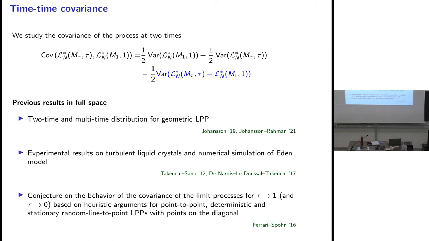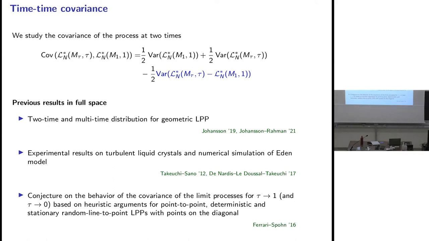So regarding the two-time covariance, there are a few results that have been obtained in the last few years regarding the covariance in full space. For example, from the analytical side, it is worth mentioning the work of Johansson on the two-time distribution for the geometric LPP, where they proved that the two-time covariance converged to a contour integral of a Fredholm determinant. This result was later generalized by Johansson et al., considering the multi-time distribution. There is also a work by Baik and Liu about the multi-time distribution for the periodic TASEP, which should correspond to a model of periodic LPP.